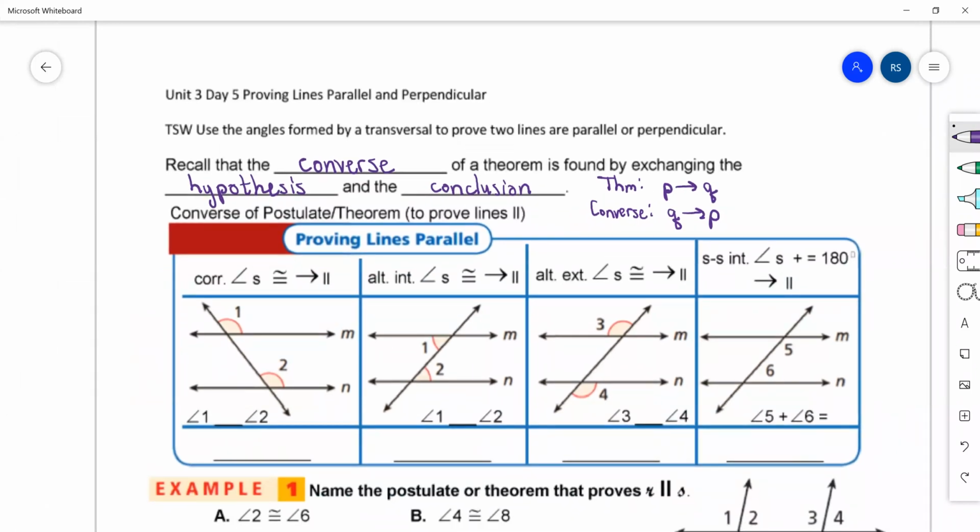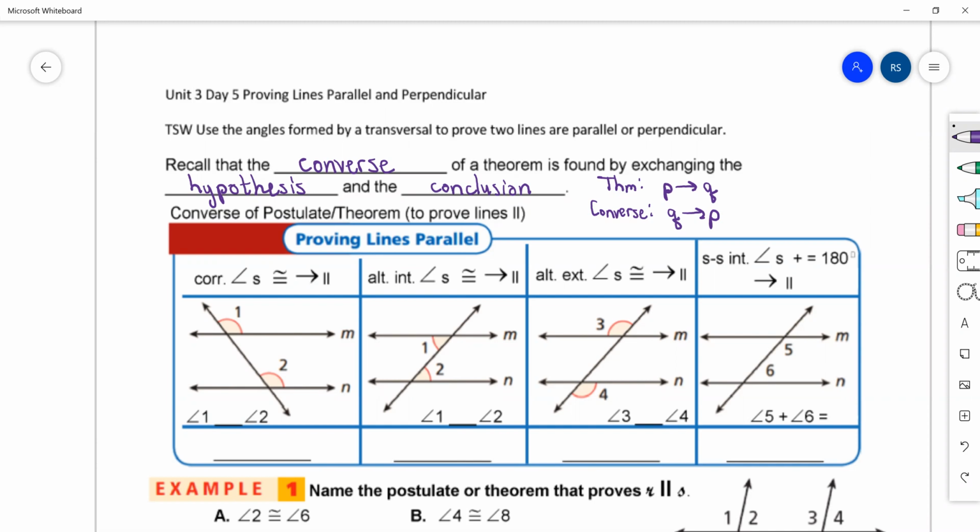So that's what we're going to look at now, is proving lines are parallel. In the previous lesson, we were told they were parallel, and that if they're parallel, then this happens. Well, now we're going to go backwards. We're going to be told two angles are congruent, and they have a certain relationship. Therefore, the lines are parallel. So that's where we're headed in today's lesson.